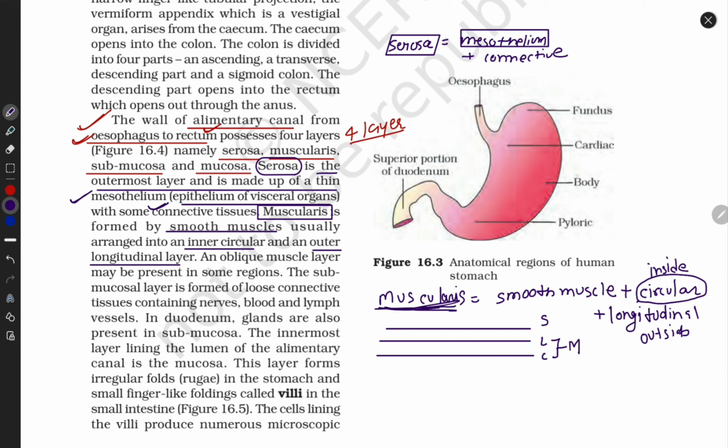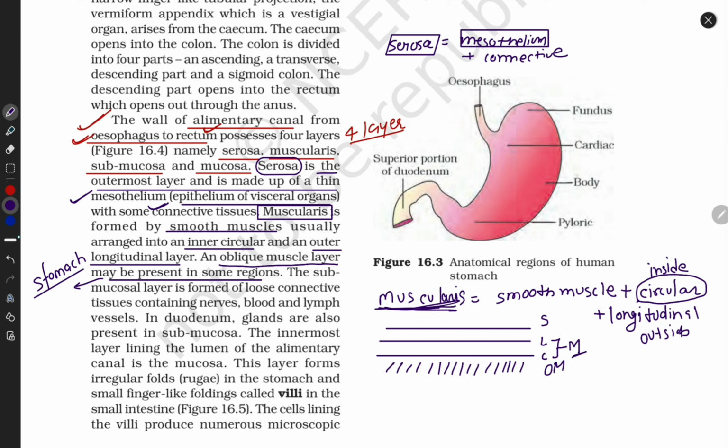Clear, guys? Now, an oblique muscle layer may be present in some regions. The name of the region is the stomach. I said not the complete alimentary canal; there are some regions that contain extra oblique muscles. They are also part of muscularis.